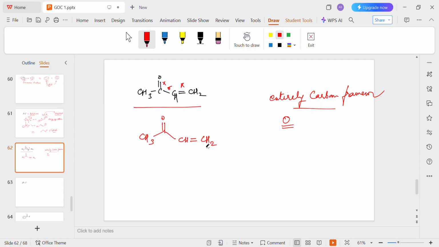How? I told you, if there is a choice. Okay, now there is a choice. This pi bond can go here also, this pi bond can go here also. Okay, the structure is not symmetrical. Let us see what happens when you move the pi electron density towards the left. So what happens?